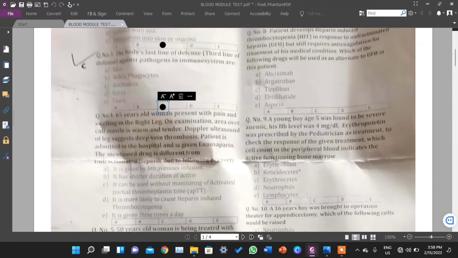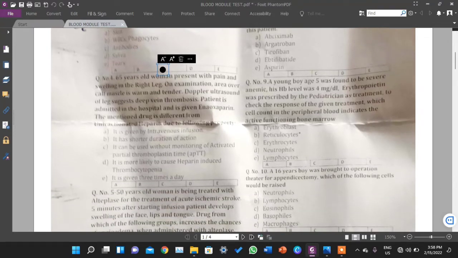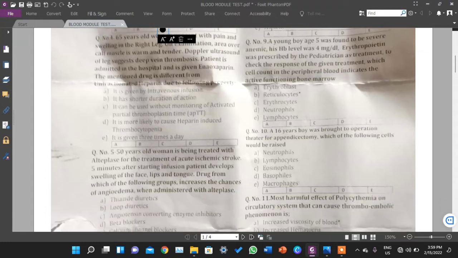Moving toward number 4, a 65-year-old woman presents with pain and swelling in the right leg. On examination, the area over the calf muscle is warm and tender. Doppler ultrasound of the leg suggests deep vein thrombosis. The patient is admitted to the hospital and is given enoxaparin. The mentioned drug is different from unfractionated heparin due to the following property.